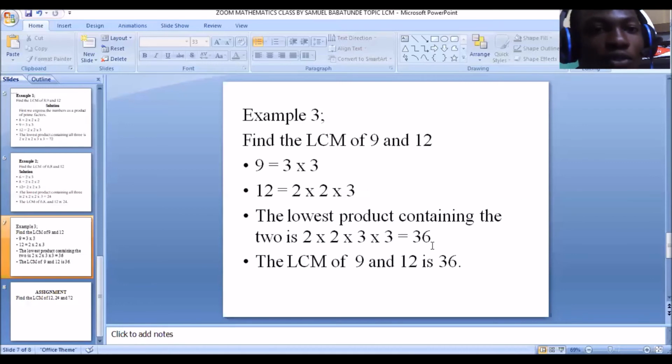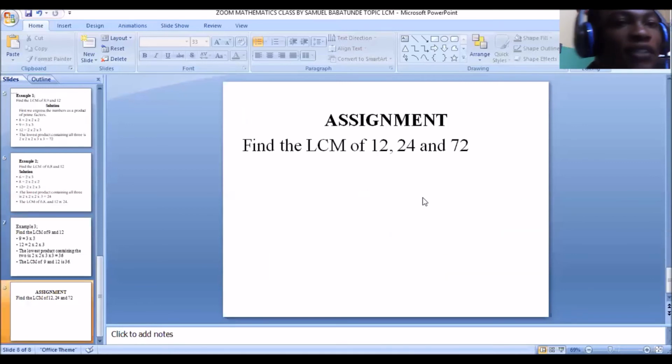So with this, we've come to the end of today's lesson. But before we go, I have an assignment for you. This assignment is a very simple assignment that you should find the LCM of 12, 24, and 72. That is, find the lowest common multiple of 12, 24, and 72.